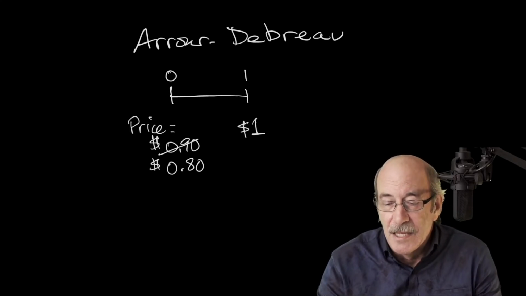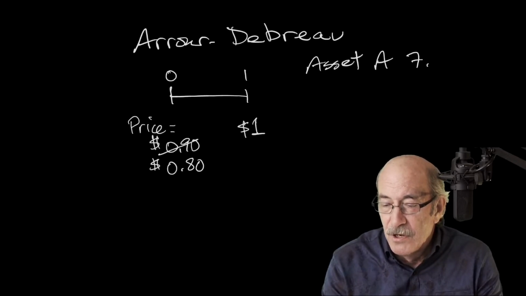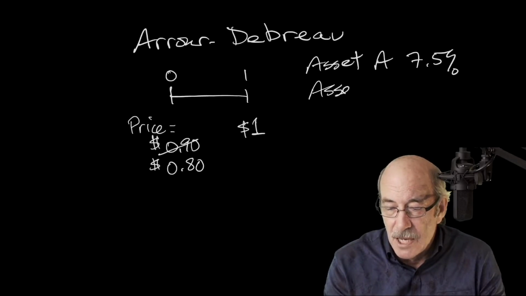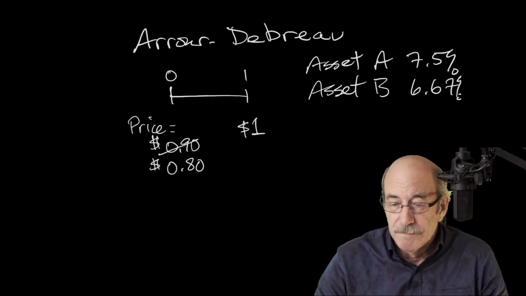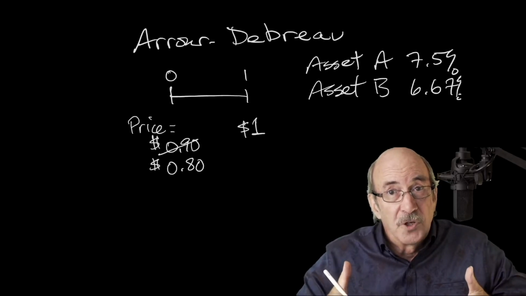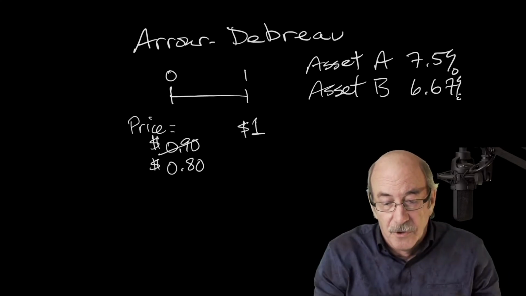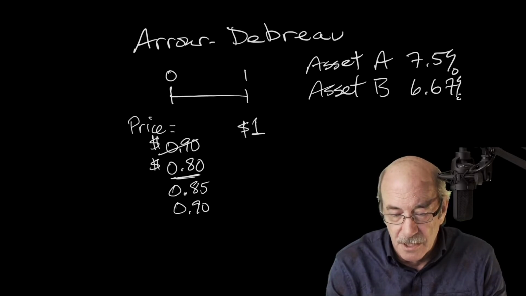All right. So when I think about these Arrow-Debreu securities, this helps me to understand what's going on in that marketplace with asset A and asset B, right? Because asset A had a return of 7.5% for each unit of beta risk. Asset B had a return of 6.67% for each unit of beta risk. And what we said was that everybody's going to buy A, which drives up the price. Greater demand drives up the price. So if A started out here at 80 cents, we're driving it up to 85. We're driving it up to 90.